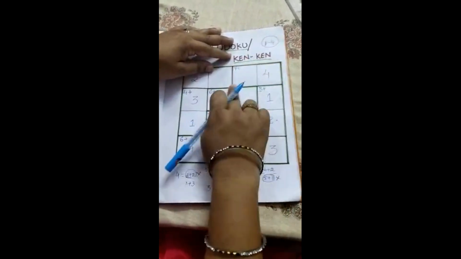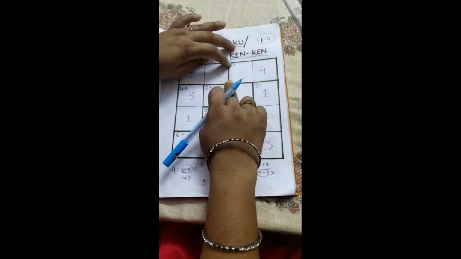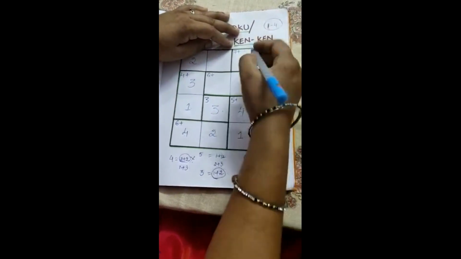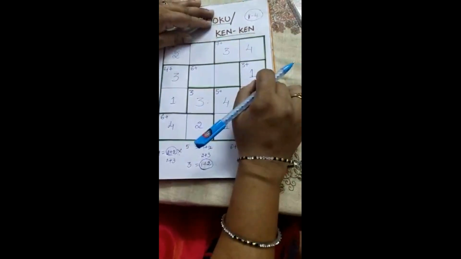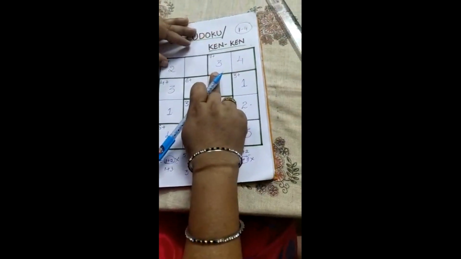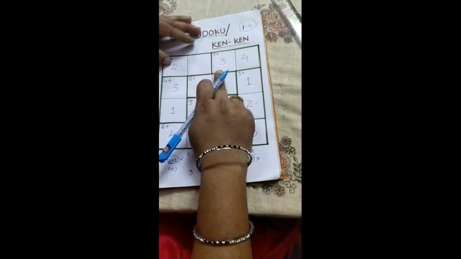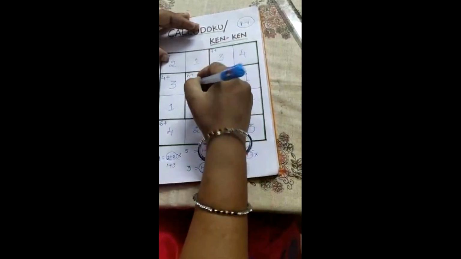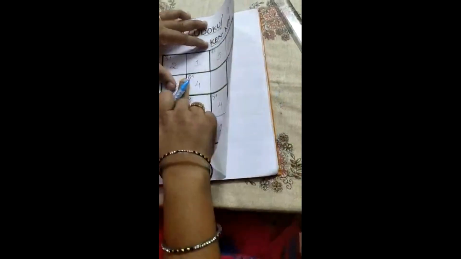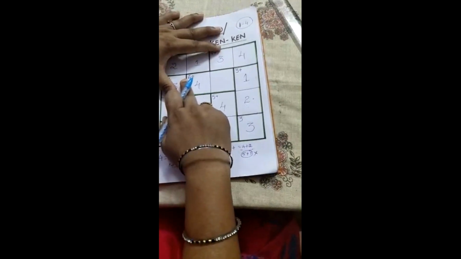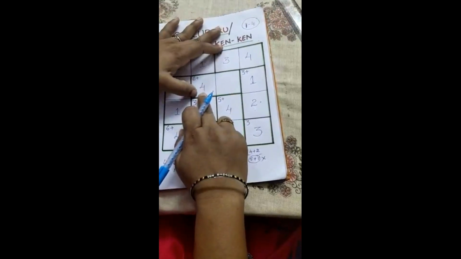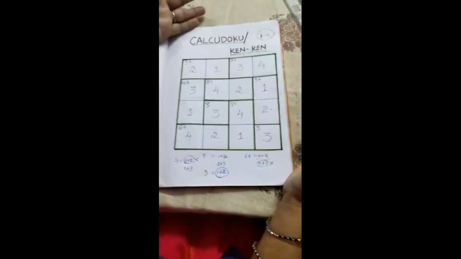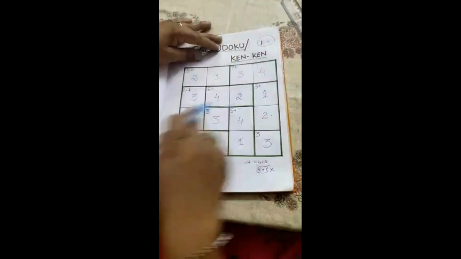This is one more cage, to get 7 by adding 2 digits. Already 4 we wrote. What is the other number? Yes, 3. So 4, 3, 2 came. What will be your remaining digit? Yes, 1. So 1, 2, 3, 4. You have to get 6 by adding 2 digits. 4 plus 2, 4 is already there, so it will be 2. Yeah, we have completed our puzzle.